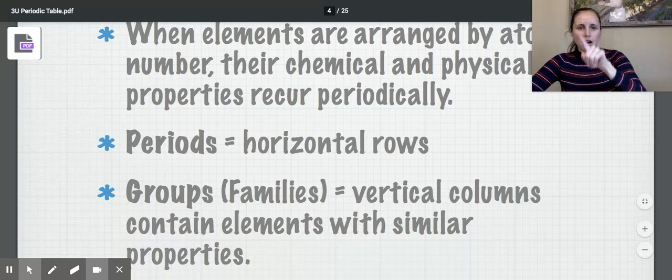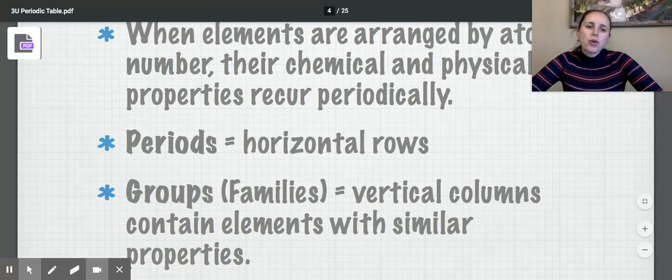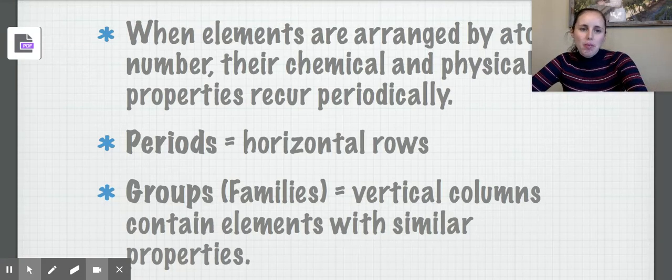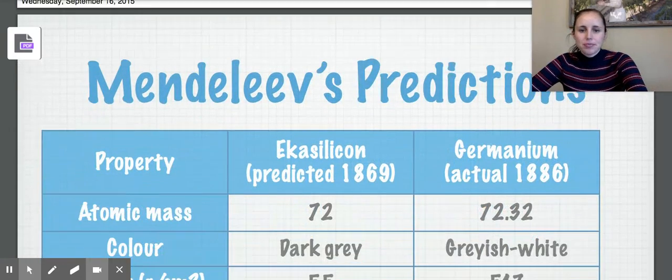Groups or families are those vertical columns. So if you go through and count your groups or families, you actually have 18 vertical columns. And within the vertical columns, you're going to notice similar properties in the periodic table.